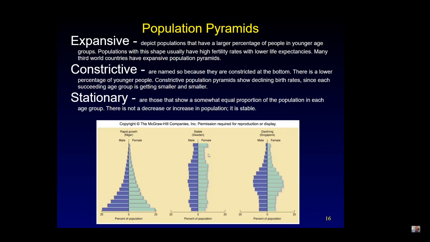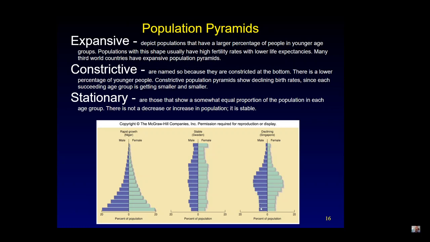And then the last one is the stationary or stabilized one. Those are the ones that show a somewhat equal proportion of the population in each age group. There's not a decrease or an increase in population. It is stable. This is what you're looking for as a country. You don't want fewer children, because then you end up in a situation like this, which is also like Japan, right?